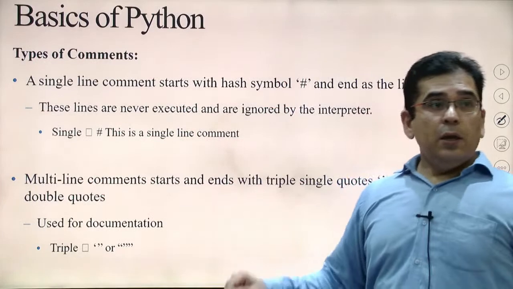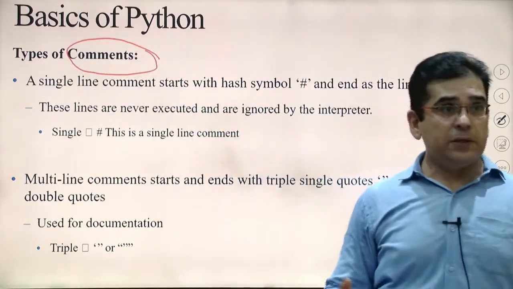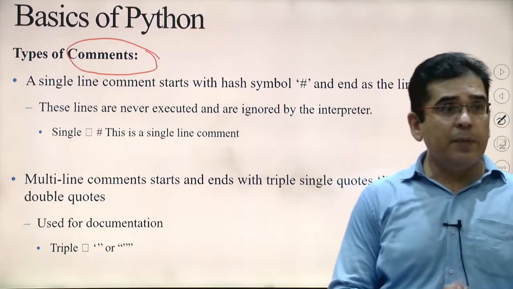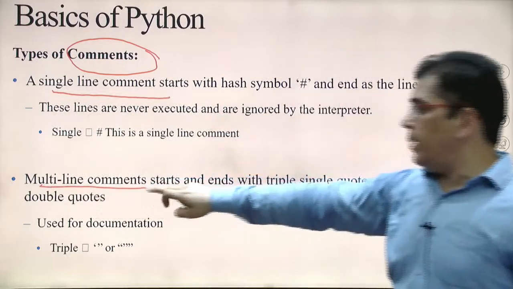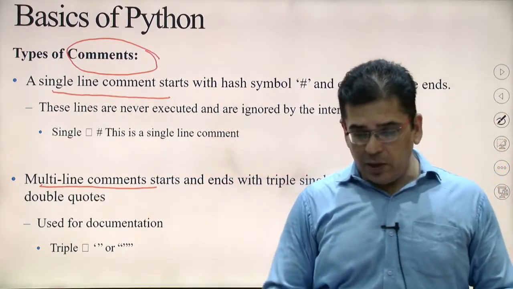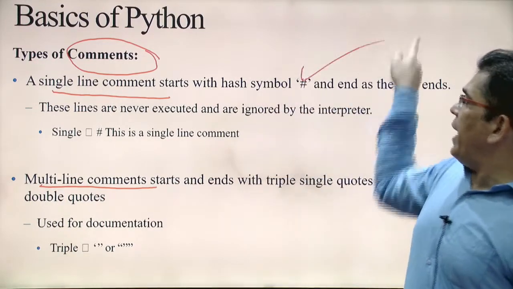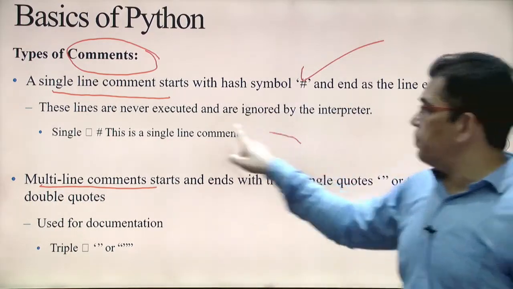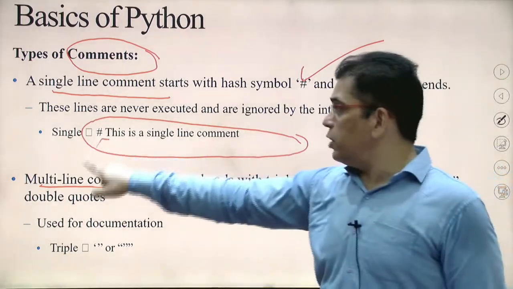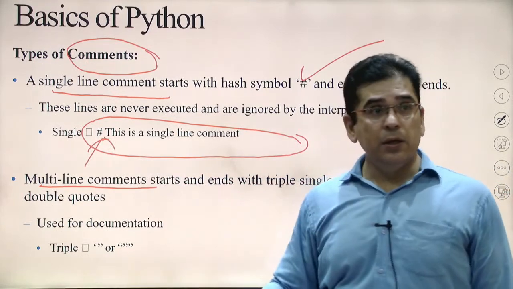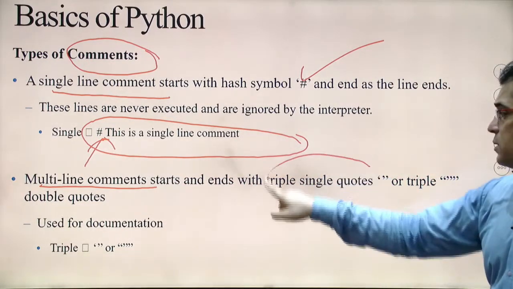Okay. Now I am coming to the next basic construct of Python, which is comments. There are two kinds of comments which you can define: a single line comment or a multi-line comment. One is a single line comment that starts with the hash symbol. I have given the example here. This is a single line comment. You just need to write hash here. Then a multi-line comment starts and ends with triple single quotes.